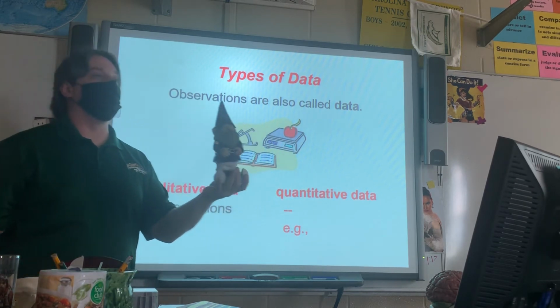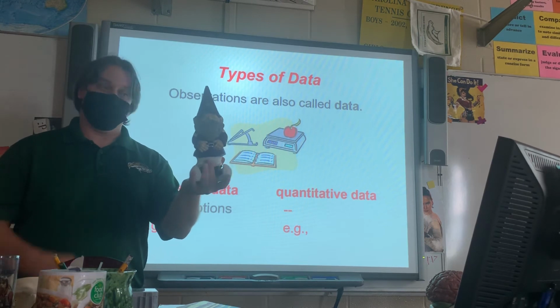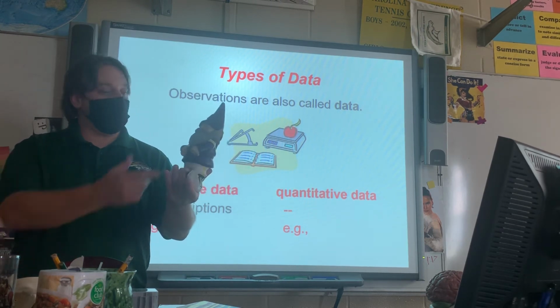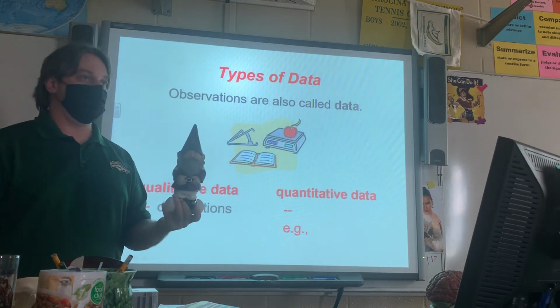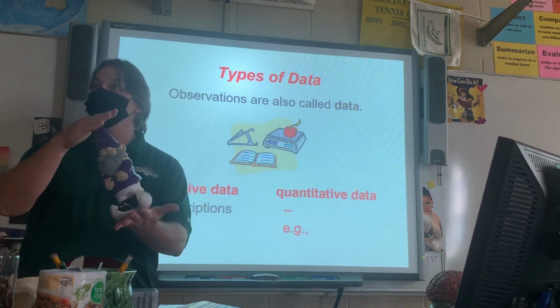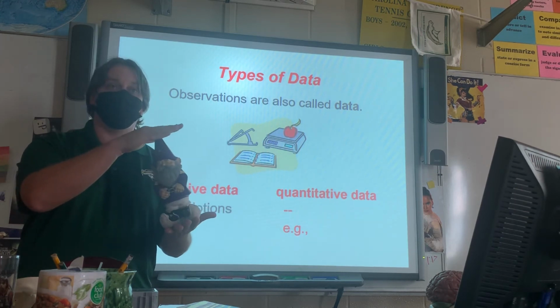It's got purple clothes on, perfect. Another one? It's wearing a hat. It's got a beard, black shoes. That's qualitative data. It's relatively short. That's still qualitative data.